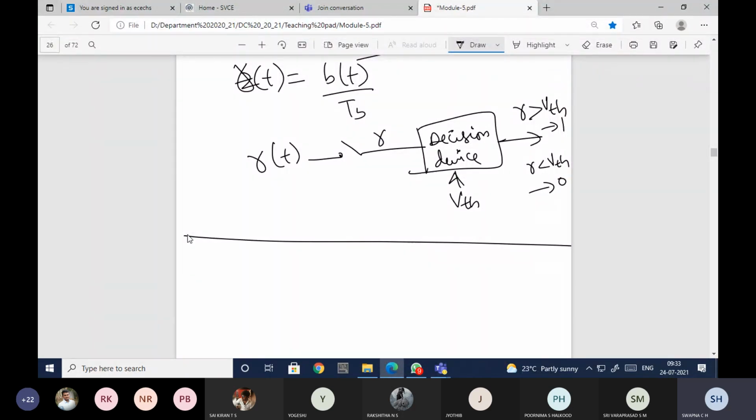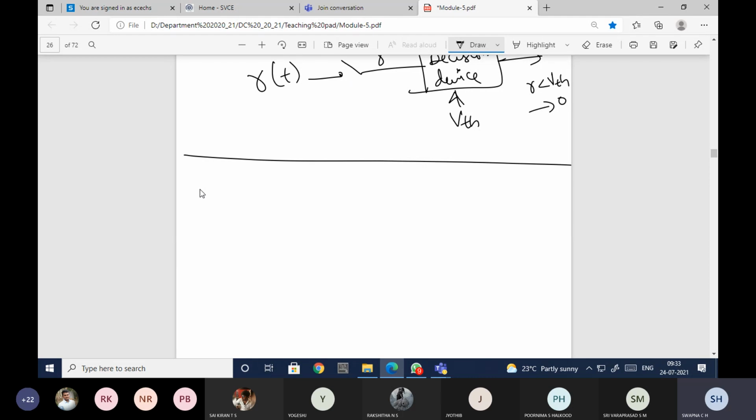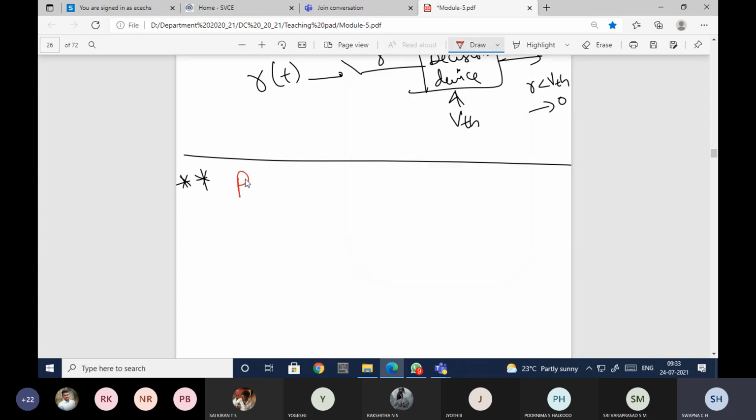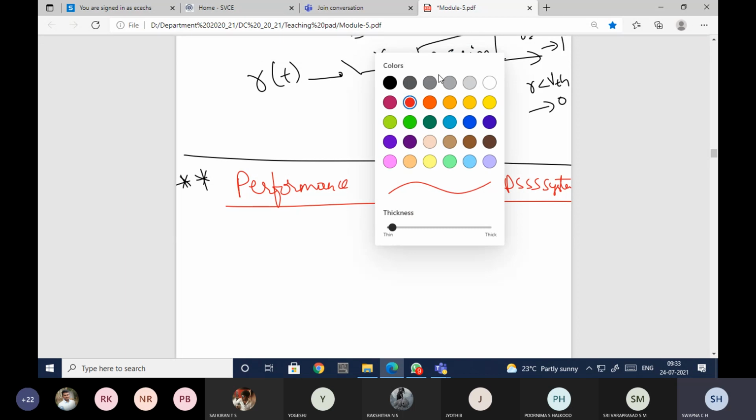Fine. Now, we've already seen some of the performance parameters, like processing gain. Like that, you have three different performance parameters. Even in the exam, they may ask you to explain the performance parameters of DSSS system. In that case, you need to write all these performance parameters of DSSS system. So you have three performance parameters.